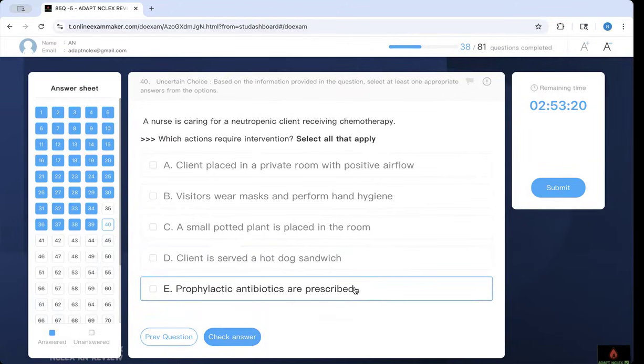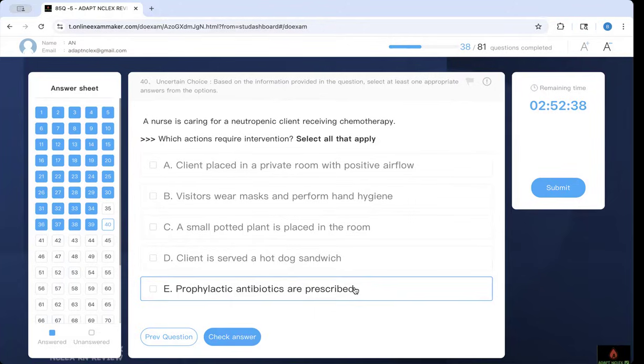A nurse is caring for a neutropenic client receiving chemotherapy. Which actions require intervention? Some of these questions you can anticipate. You hear the word neutropenic. What do you think? Prevent infection, prevent infection, prevent infection. Which answer choice is preventing infection? Look at it. Client placed in a private room with positive airflow. Visitors wear masks and perform hand hygiene. A small potted plant is placed in the room. Client is served a hot dog sandwich. Prophylactic antibiotics are prescribed. Which one is going to prevent infection? Put down in the comments your answer choice. Let me know which one you would pick.